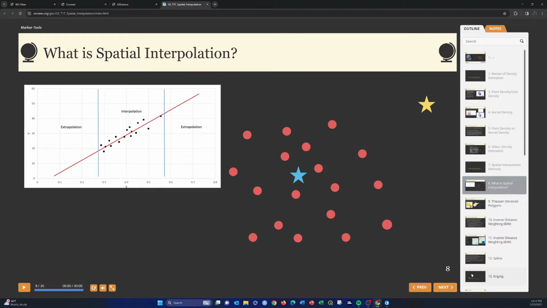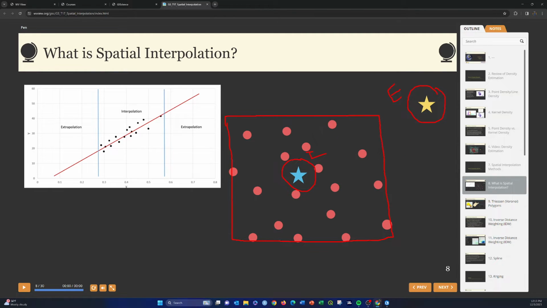There are generally 2 kind of broad situations where you're making an estimate at a new location. One is known as interpolation, and that is signified here by this blue star. So this is making a prediction within the geographic bounds of your data, right? So that's our extent. The x falls within the bounds of our samples. In contrast, extrapolation is generally when you're making a prediction outside the bounds of your data, and that's symbolized here by the yellow star. So this is extrapolation, and this is interpolation.